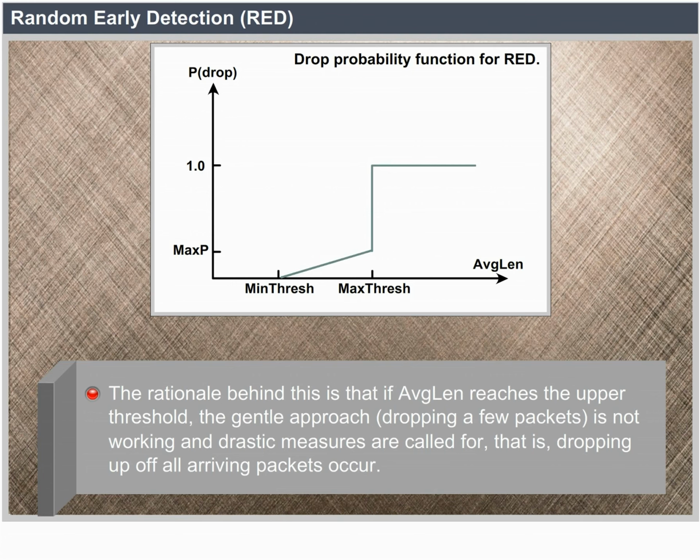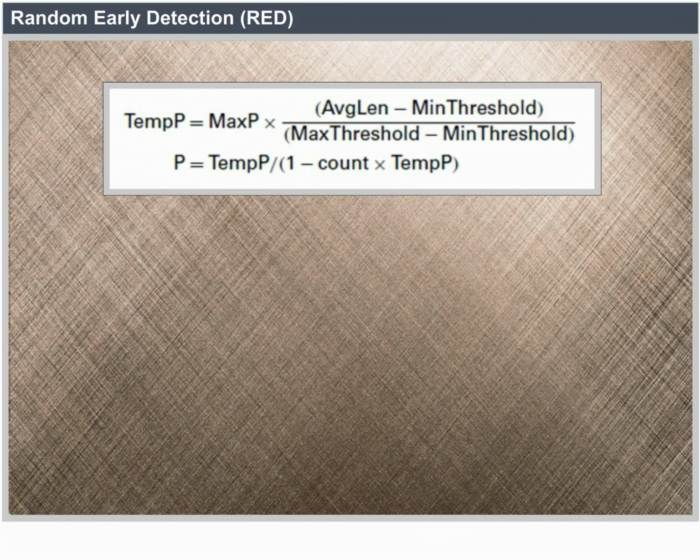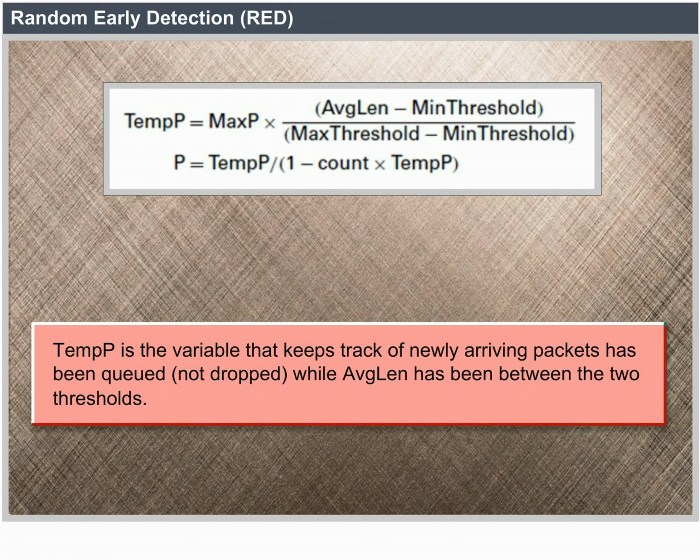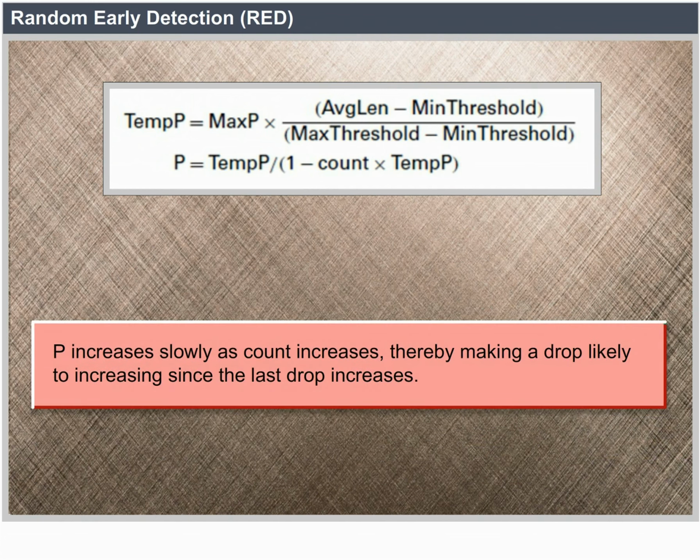TempP is equal to MaxP times (average length minus minimum threshold) divided by (maximum threshold minus minimum threshold). P is equal to TempP divided by (1 minus count times TempP). Count keeps track of how many newly arriving packets have been queued, not dropped, while average length has been between the two thresholds. P increases slowly as count increases, thereby making a drop increasingly likely as the time since the last drop increases.